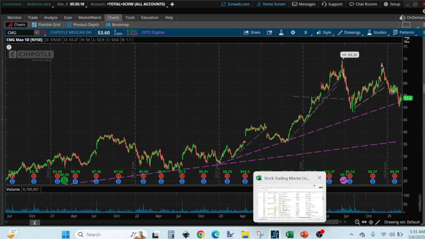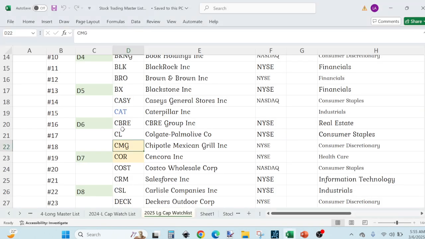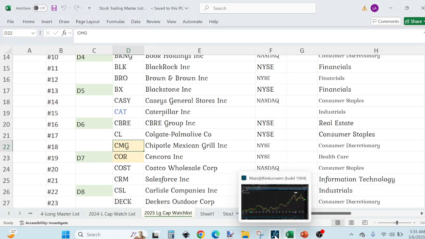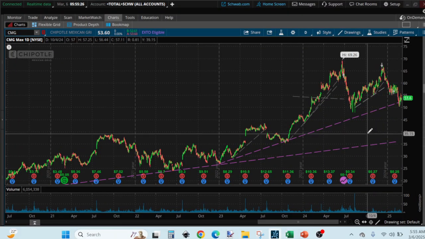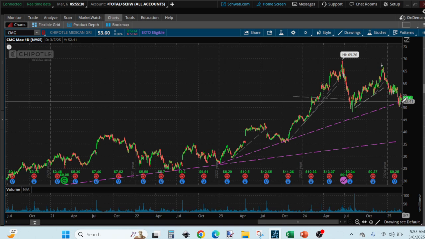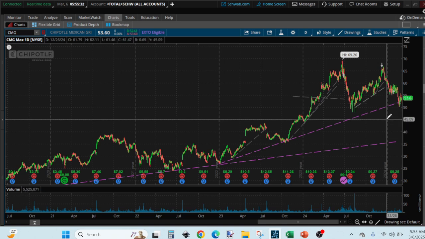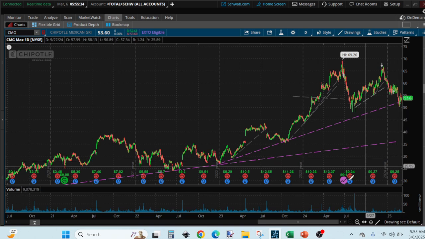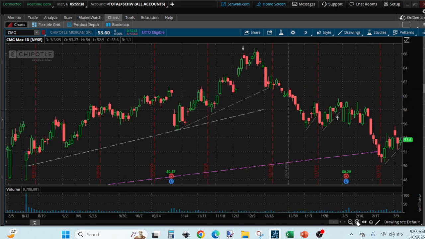So this concludes how we analyze those three stocks using their daily chart to compare how they perform on March 5th, 2025, and where they are compared to our entry point and exit point.